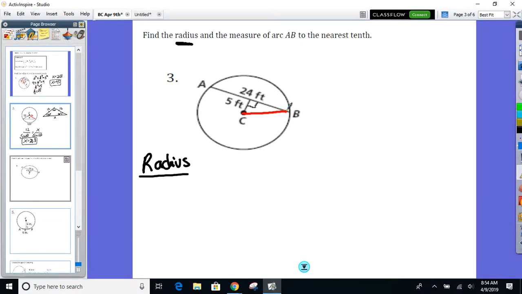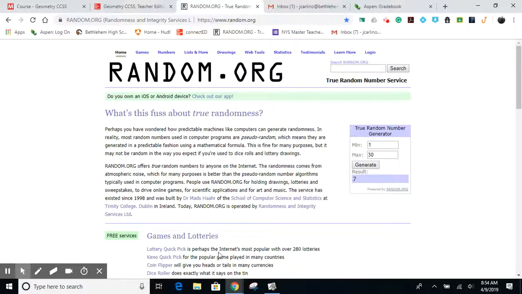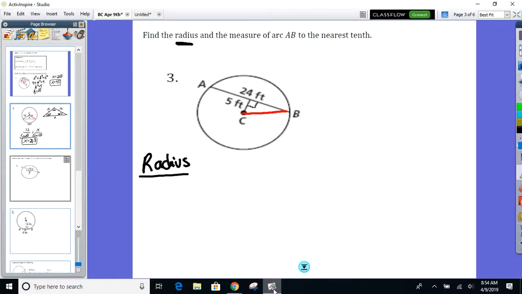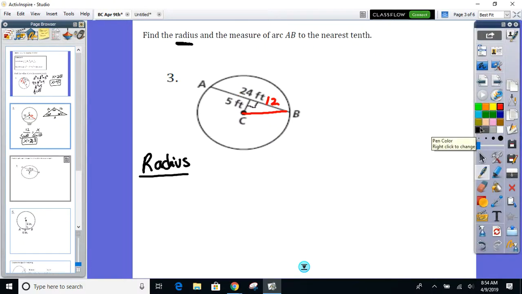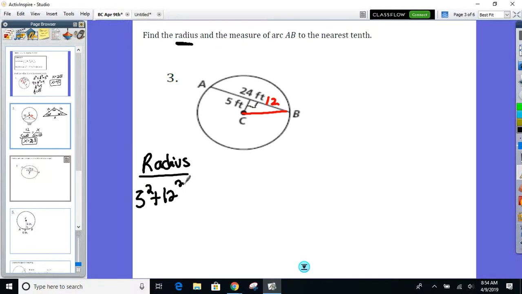What circle theorem can be applied here? From yesterday, what circle theorem can I apply? 18, which one can I apply? I guess this 24 is not helping me. If it's perpendicular, yep. So I have 12 here. So I think we can do a little Pythag to find the radius. 5 squared plus 12 squared equals r squared, or c squared if you want to keep it in there.